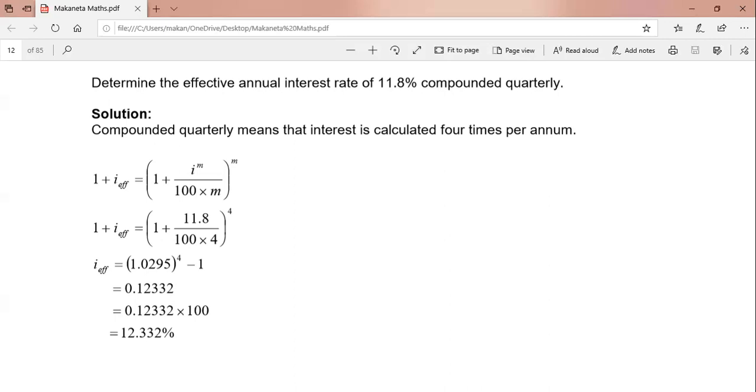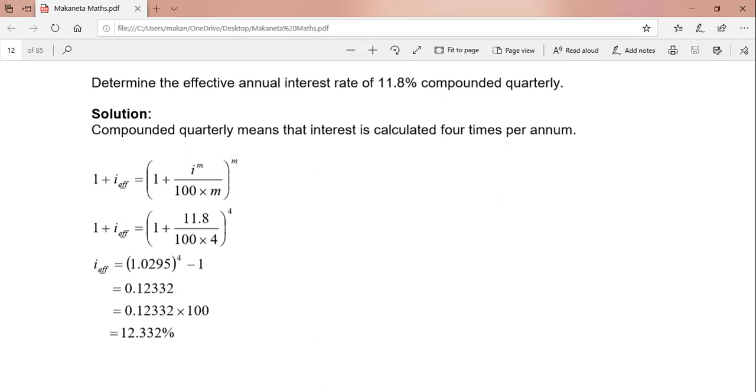You are given the nominal interest rate, which is 11.8%, and you are also given the number of times during which this interest is calculated. And we are told that it is compounded quarterly. Remember that a year consists of 4 quarters. So it means your number of times there will be 4, because there are 4 quarters in a year. Right.